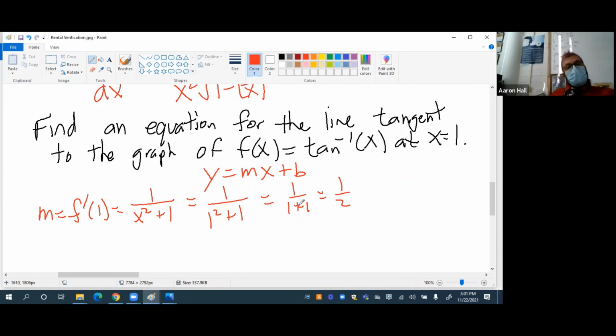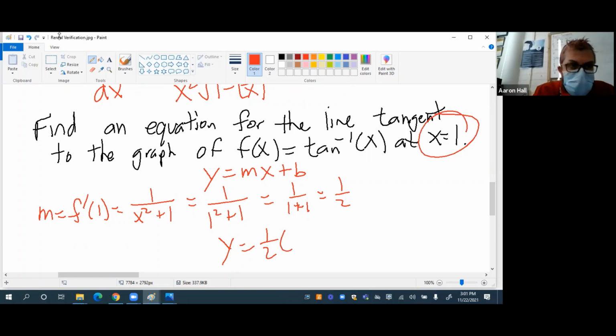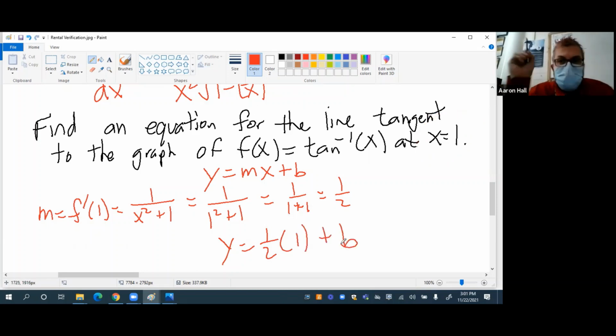I have the m value. How do I find the b value? Well, if we start plugging things in, what do I have? I have y equals 1/2 x, with x is 1, plus b. Do I have enough information to find b? What do I need to find b? I need a y value.